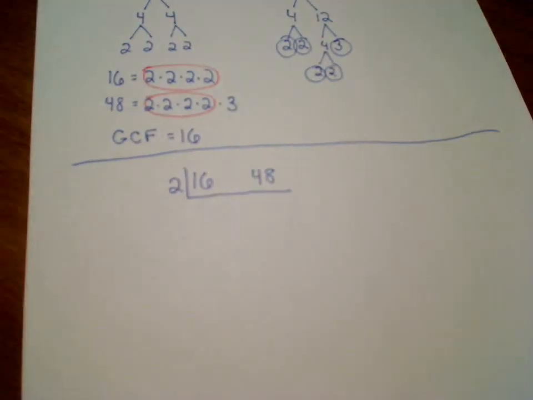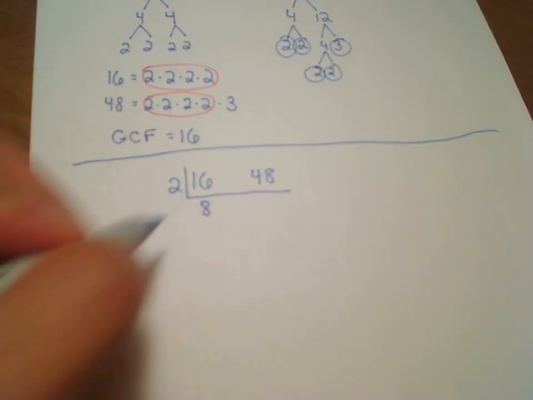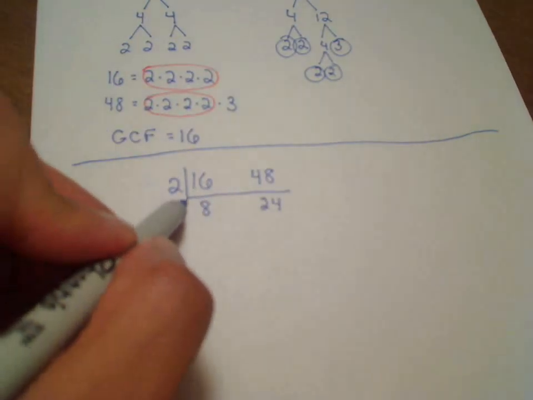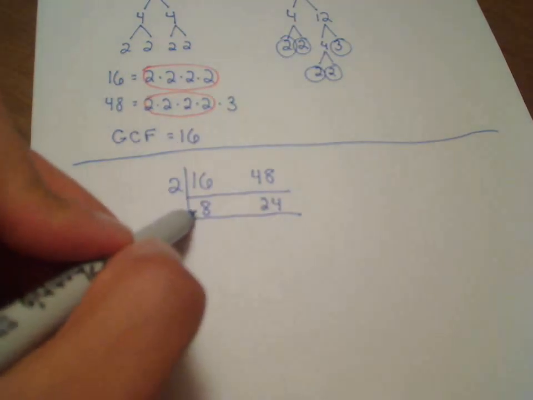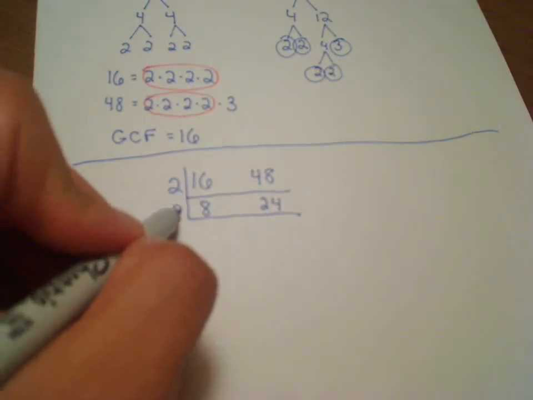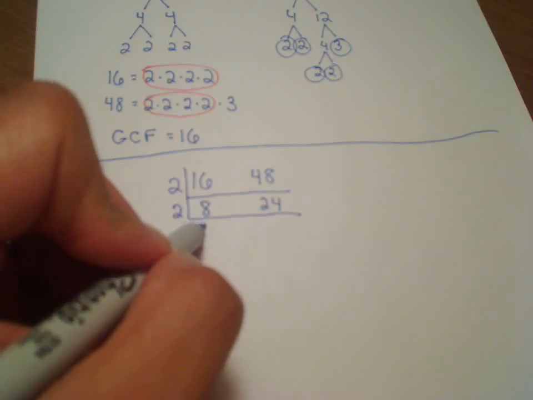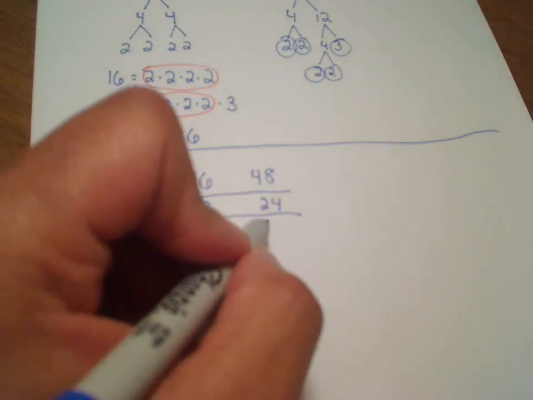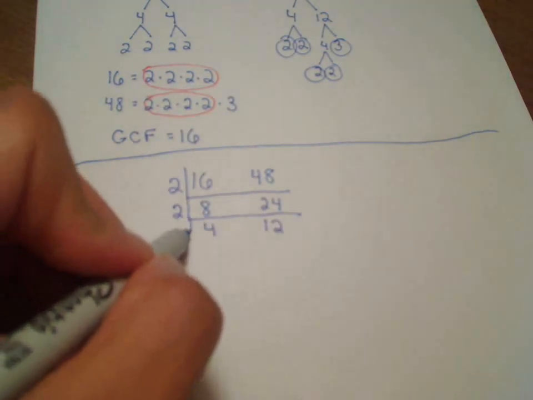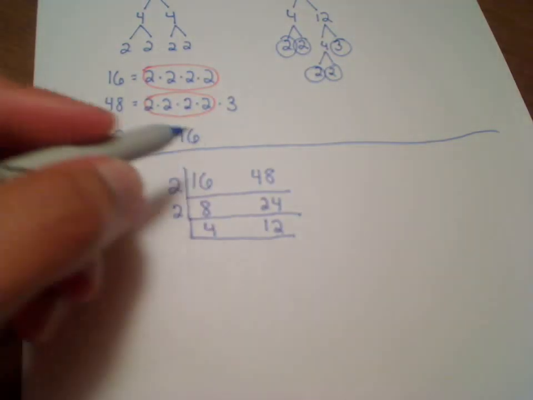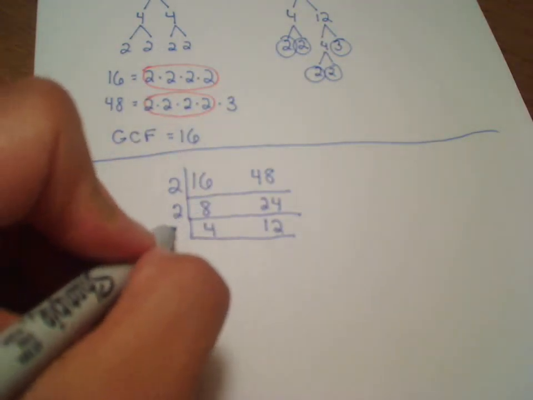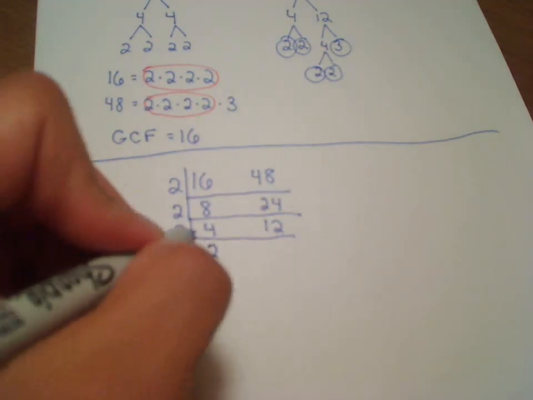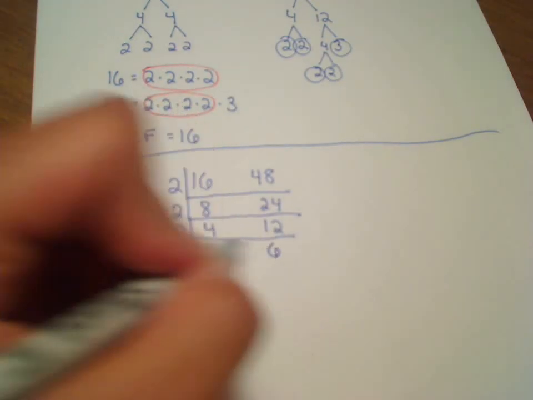And if I'm looking at it, I can divide 2 into both. So 2 goes into 16 8 times. 2 goes into 48 24 times. Then I look, see, is there numbers I can divide into 8 and 24? Yes, I could divide 2. 2 goes into 8 4 times, and it goes into 24 12 times. And then I say, well, what about 4 and 12? Well, yes, I actually could divide 2 into that. 2 goes into 4 twice. 2 goes into 12 6 times.